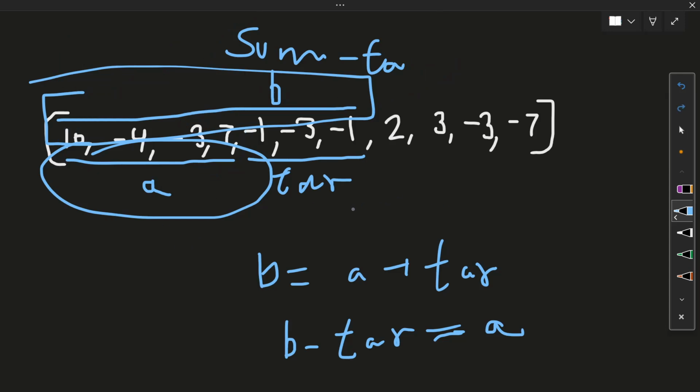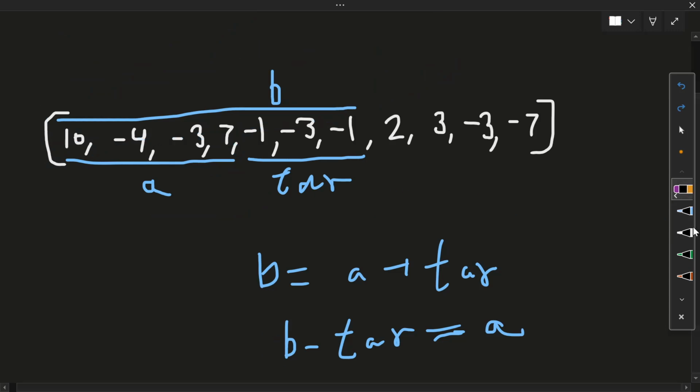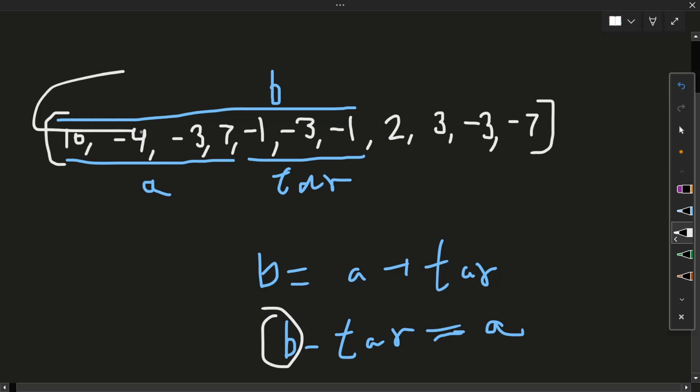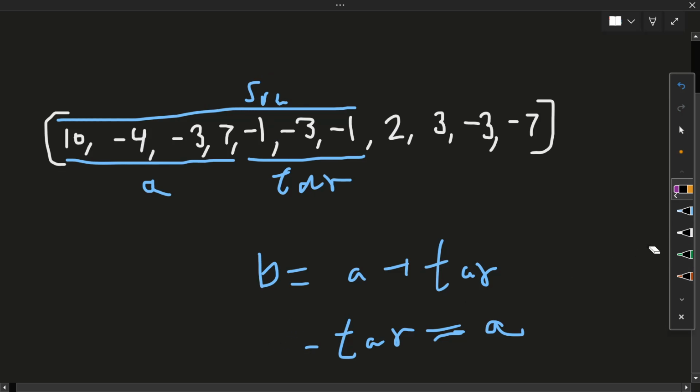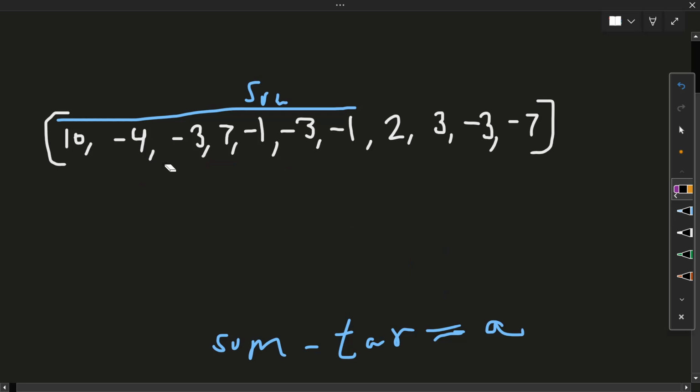So let's try to run the algorithm by using this formula. We have this formula, so this is important. Here b means all the values till here. So I can say the b variable is equal to sum. So let's change the b variable, and it is equal to sum. So we have this.